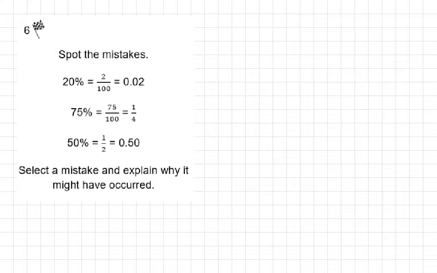So, here's just a couple of destination questions we're going to have a look at together. Spot the mistakes. Have a look at this first one. One of those 3 is incorrect. Which one do you think it is?